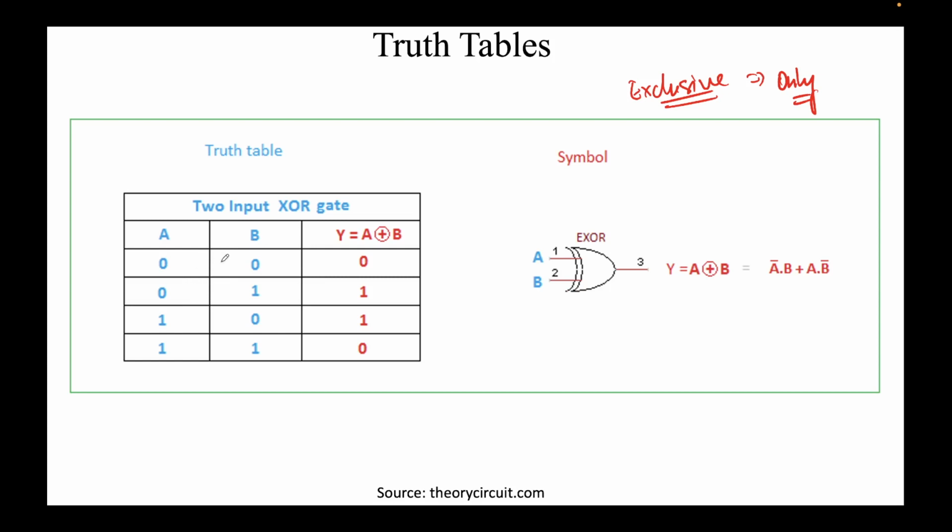So you see, both the inputs are low, so the output is low, 0. Here one input is high, A is 0, B is 1, so the output is high. Similarly here one input is high, A is high but B is 0, the output is high. But when both inputs are high, the output is 0.